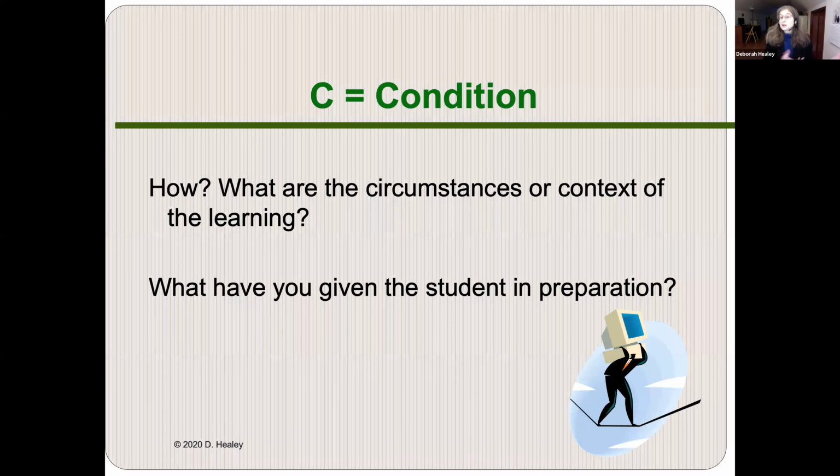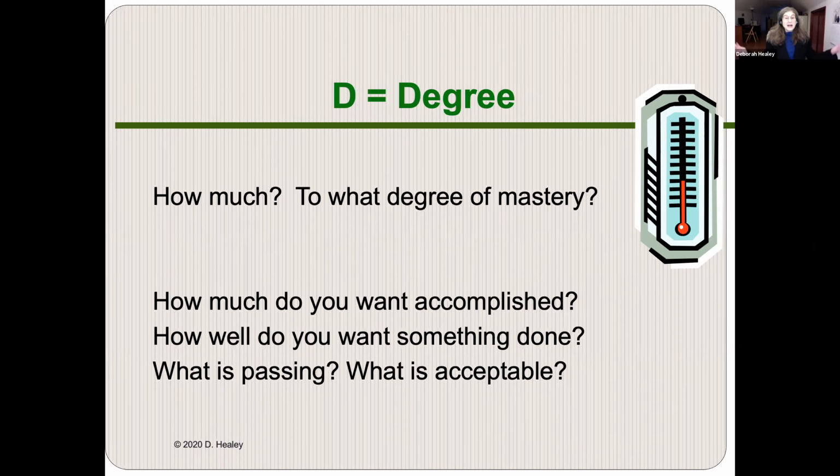The condition would be what you've done in class to lead the students to the point where they can do the behavior. And then the degree is how much? To what degree of mastery? Do you want them simply done? They will finish this workbook exercise. Fine, right? It's just done or not done. Or it's done at least 70% correctly, or using a rubric, achieving at least 45 points on a rubric. So you choose how well you want it done.